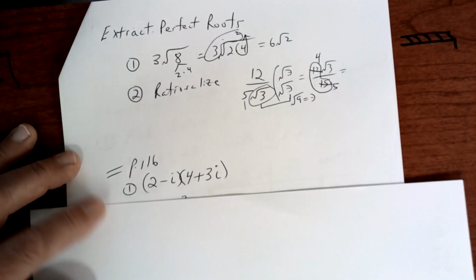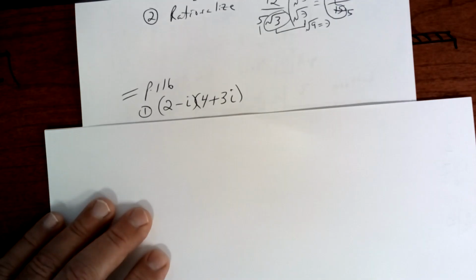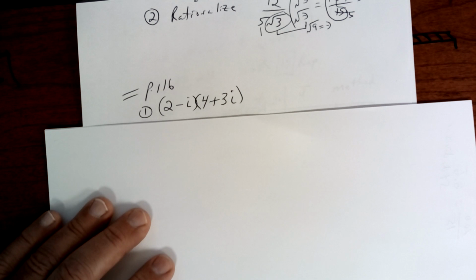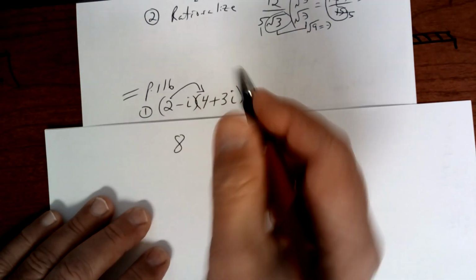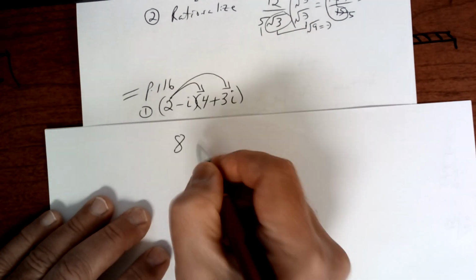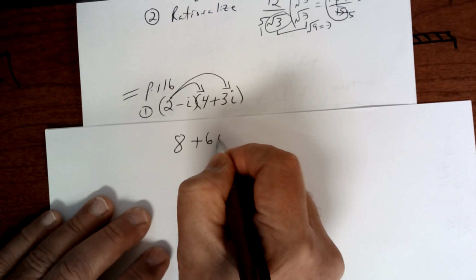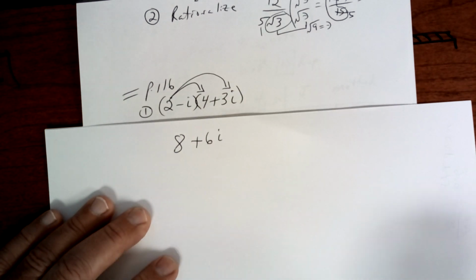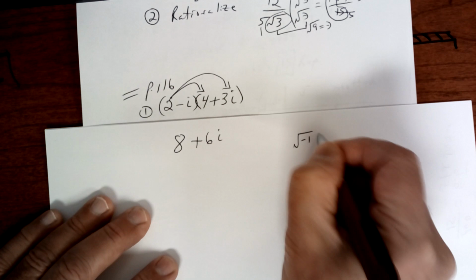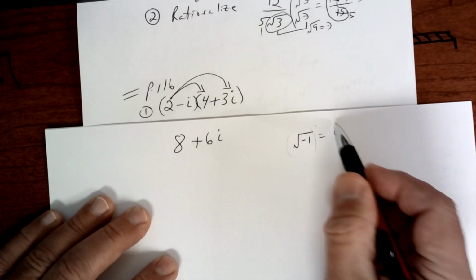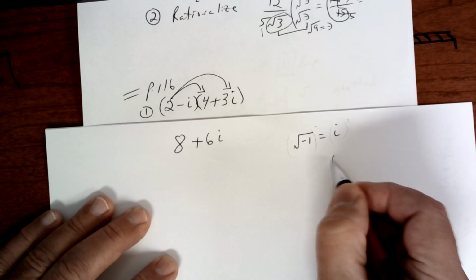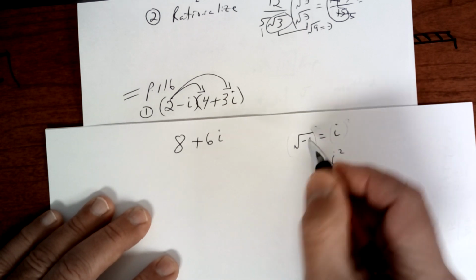All right, let's talk about page 116. Copy that down. Open up a book to page 116. We're going to do FOIL. So it's going to be 2 times 4 is 8. When you multiply this, you're going to get plus 6i. Now what you need to know is the square root of a negative 1 is equal to i. And then if you square both sides, you get i squared is equal to negative 1, because this cancels.